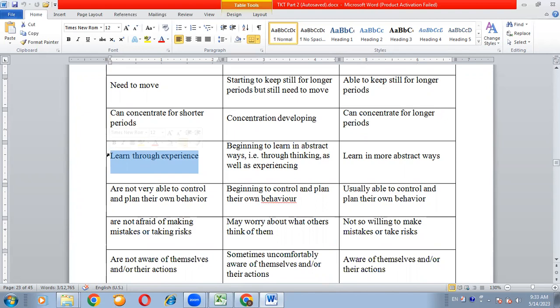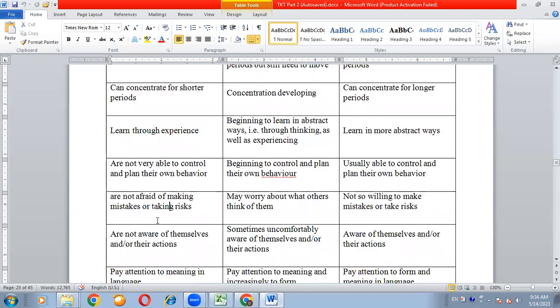Children are beginning to learn in abstract ways through thinking. Teenagers learn in more abstract ways. Adults use it in abstract ways. Children are not very able to control and plan their own behavior. Teenagers are beginning to control and plan their own behavior. Adults are usually able to control and plan their own behavior. Children are not afraid of making mistakes or taking risks.